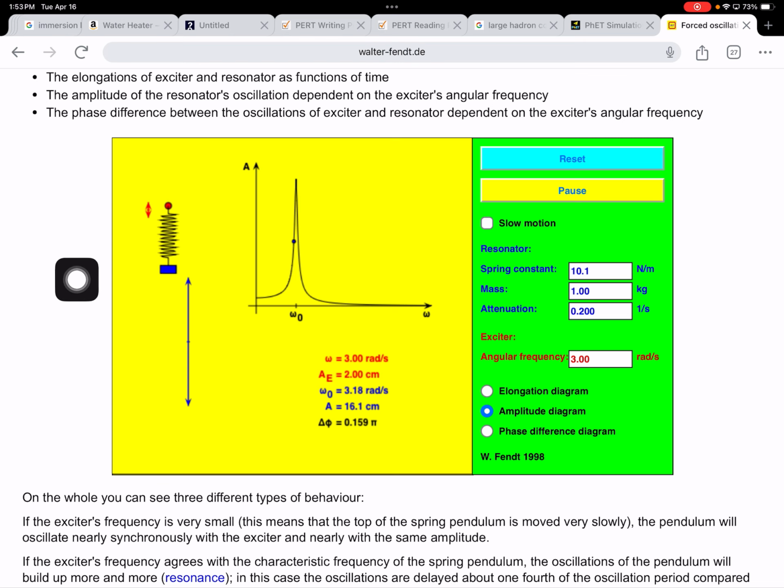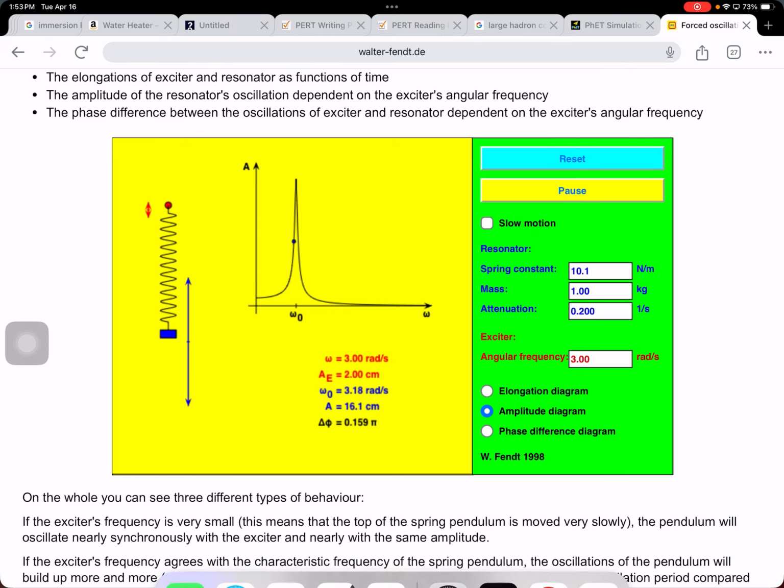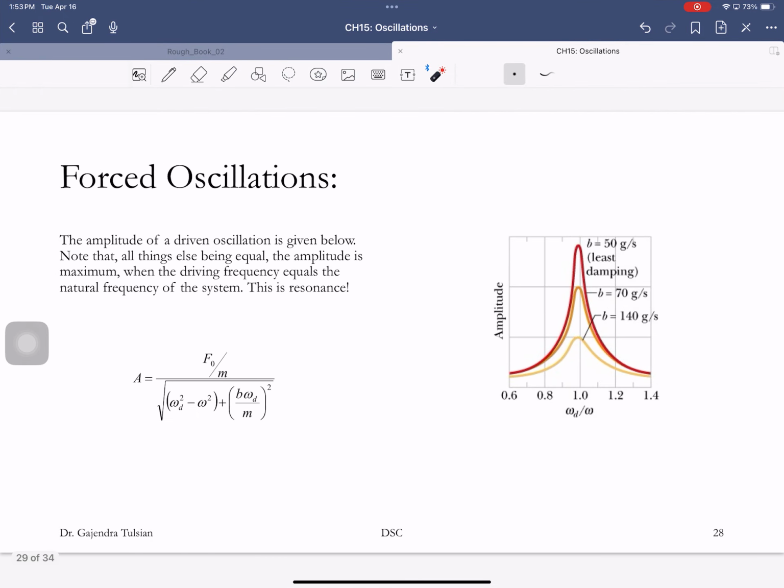So imagine if this is the ground shaking, and the frequency of the ground shaking matches the natural frequency of a building, the building will collapse. All right, this stuff is not funny. This stuff is real.